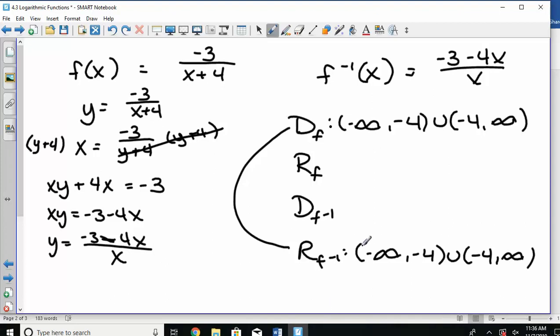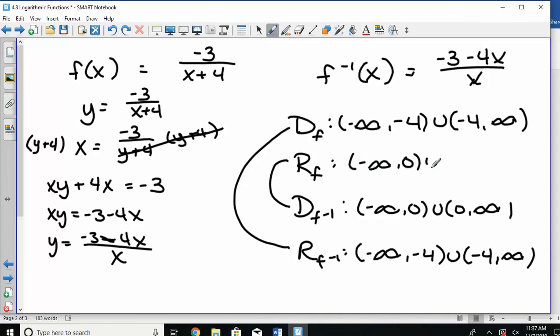Okay, let's look at the inverse. What's the domain of that? What's the one thing x can't be? 0. So the domain of the inverse would be -infinity to 0, union 0 to infinity. And that would be the same as the range of the original function. Is that one all right?